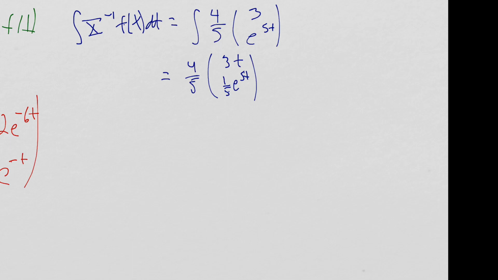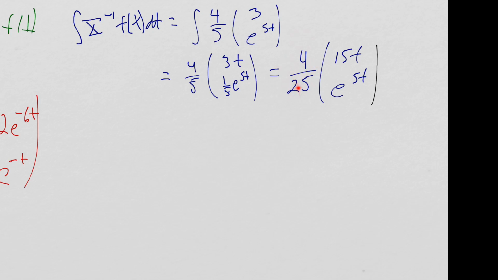Now this is in a form that I really do not like. I do not like those fractions inside of my matrix. So I'm going to pull an extra 5 out, and that gives me 4 over 25, open parentheses. I actually wound up getting a 15t and an e to the 5t like that.